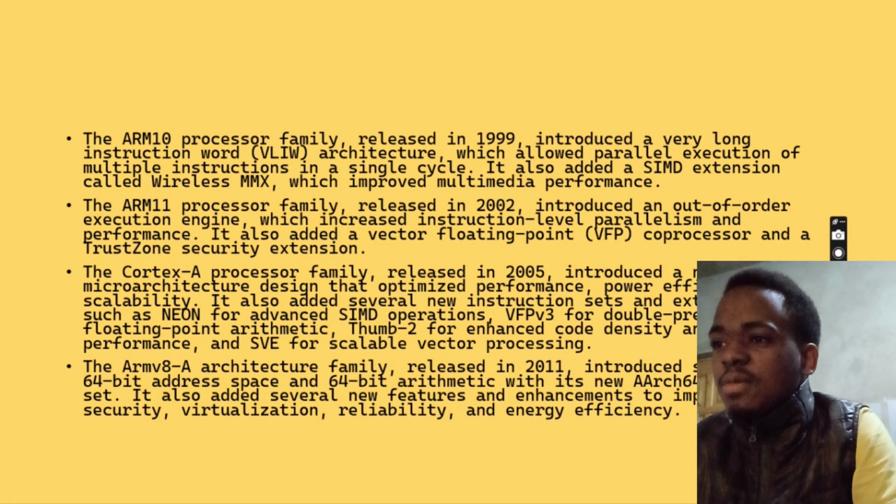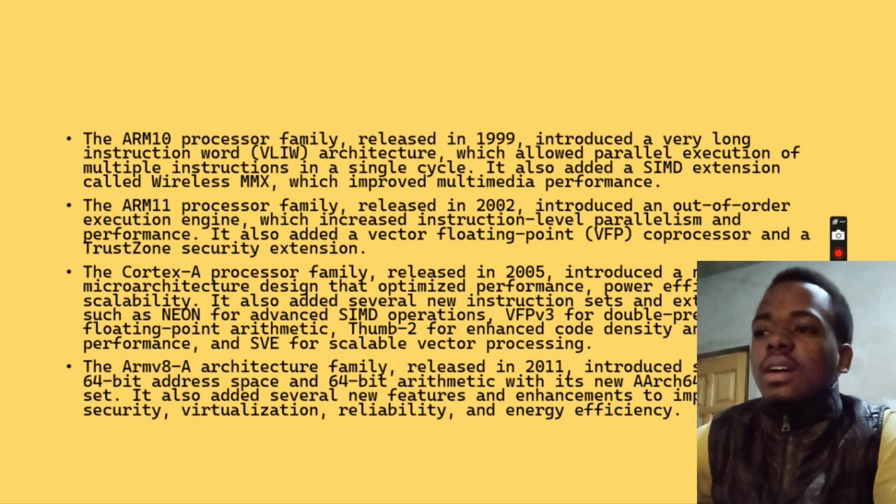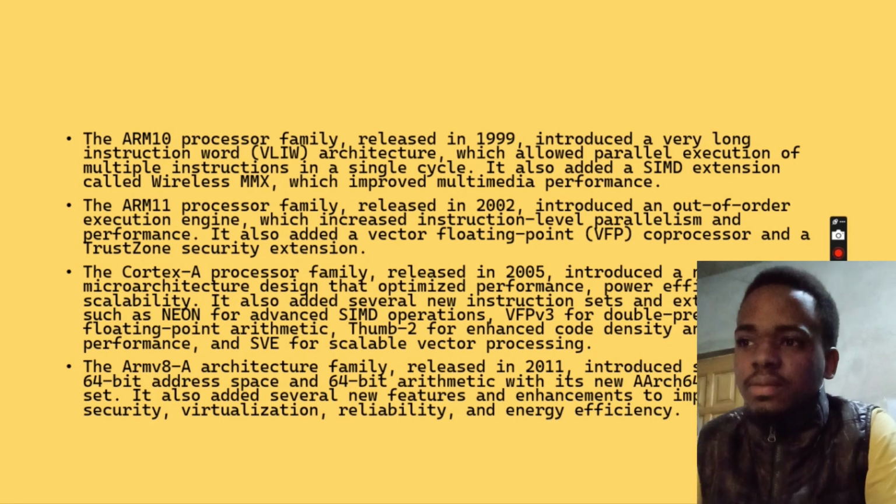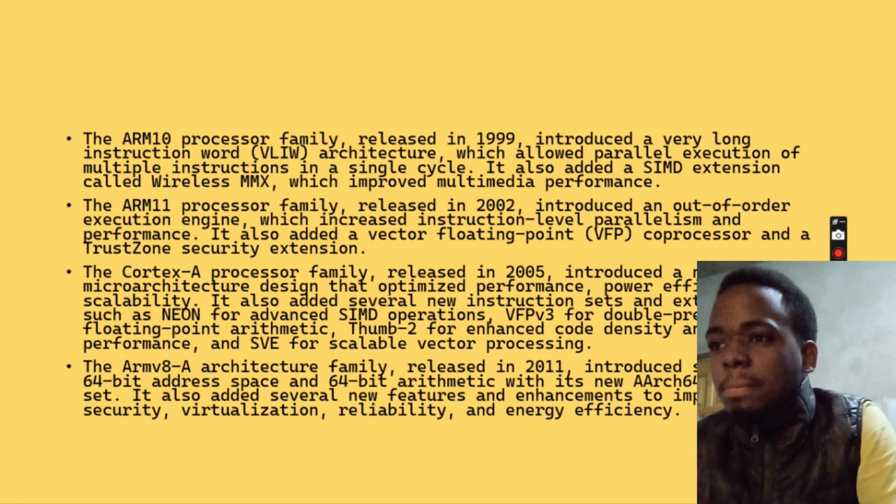The ARM10 processor family, released in 1999, introduced a very long instruction word, VLIW, architecture, which allowed parallel execution of multiple instructions in a single cycle. VLIW stands for Very Long Instruction Word. This processor also added a SIMD extension called Wireless MMX, which improved multimedia performance.